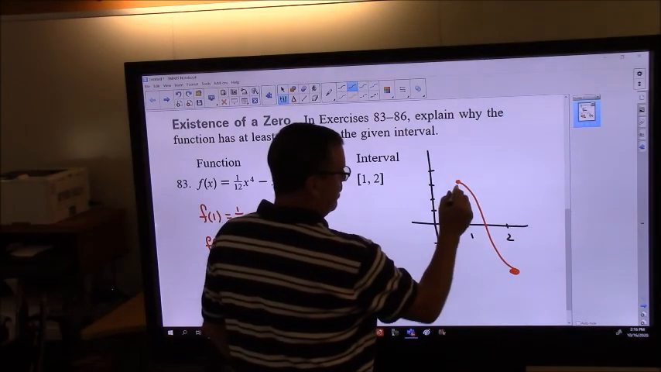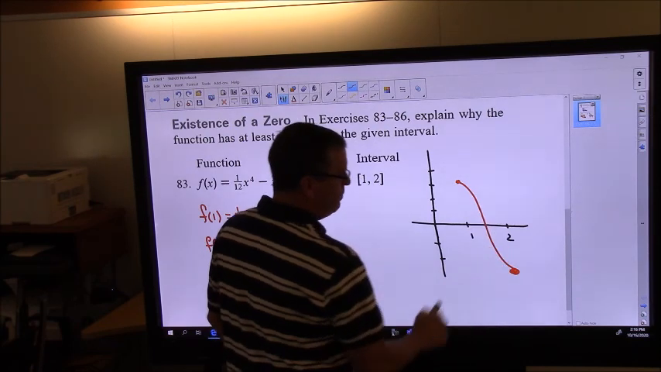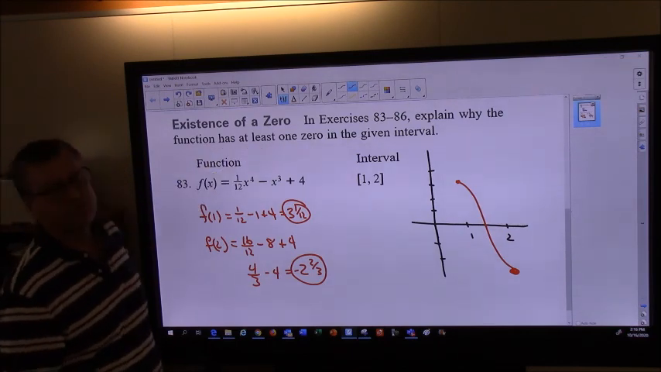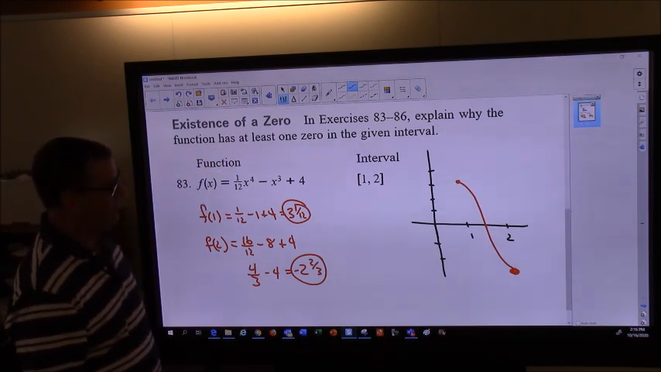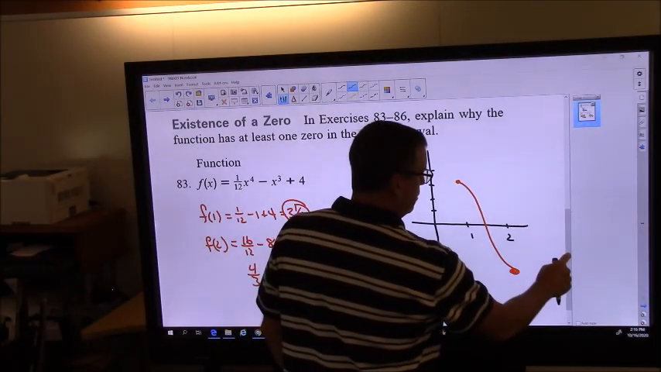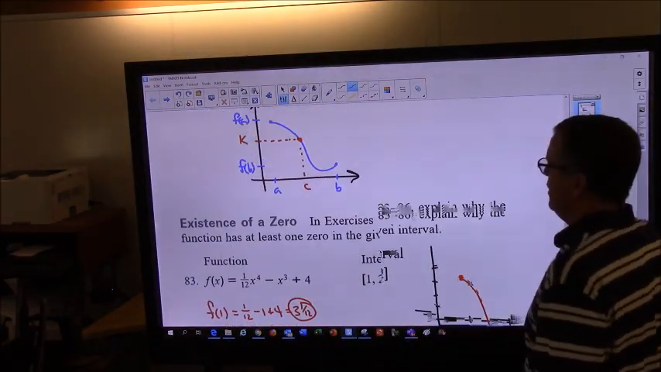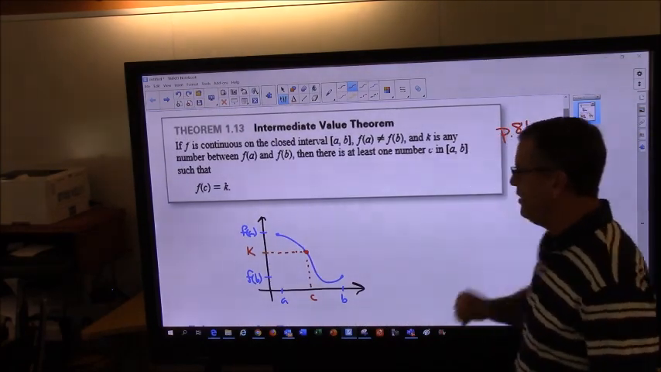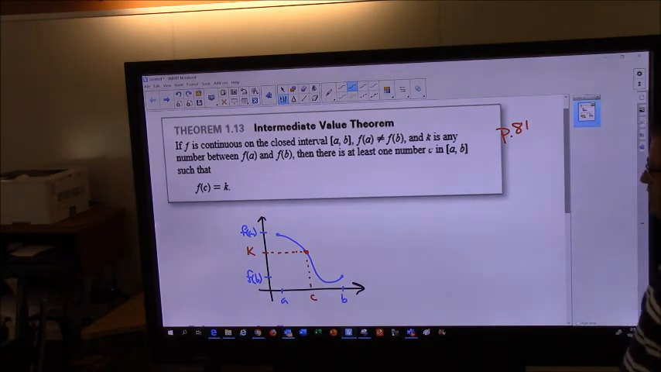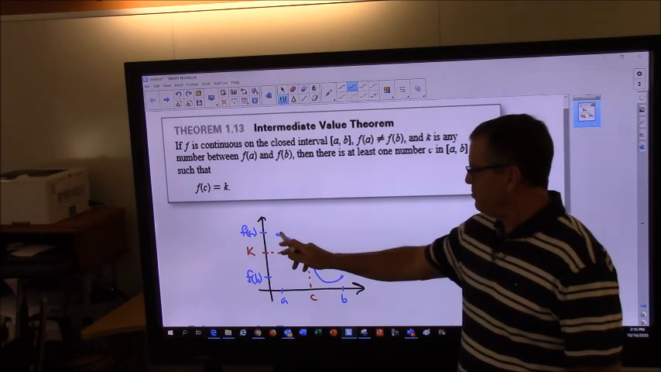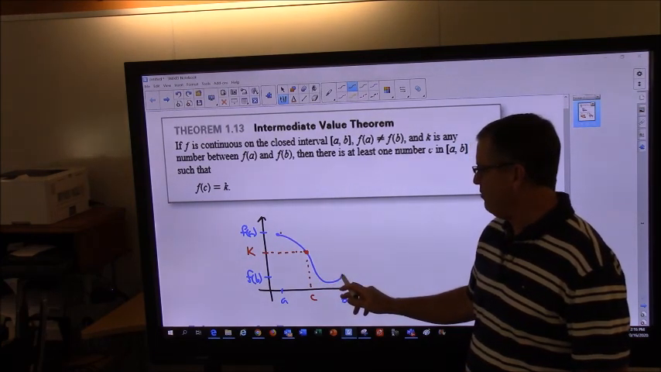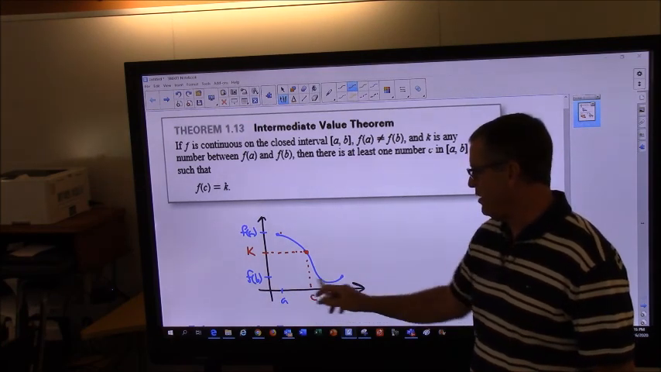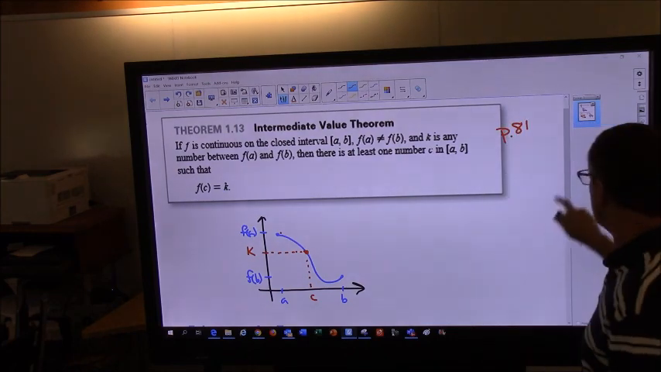Now, is it possible this graph comes down and goes like this and back up and then down? Sure, it could do that. Now there's 3 zeros. Is that still at least 1? That's all I have to do. So here's my reason. I need to go back and use the intermediate value theorem as a way to justify this. So I'm going to say, since 0 is between this y value and this y value, there must be some number, c, between a and b, where we're crossing that x-axis.